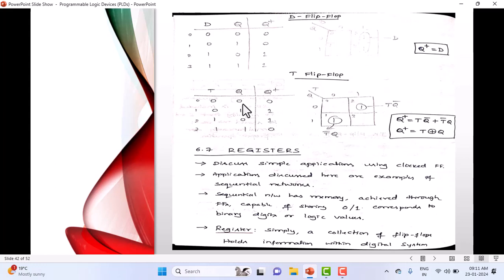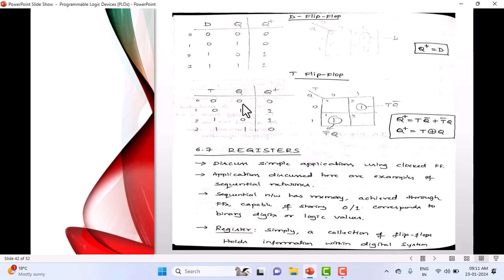And a register is simply a collection of flip-flops, nothing else. You group several flip-flops together, and that is called a register. A register holds information within the digital system. And you may ask a question: where is this used? There are many applications of registers.